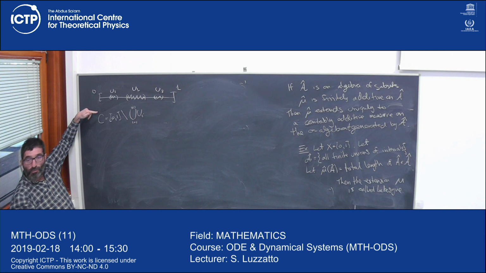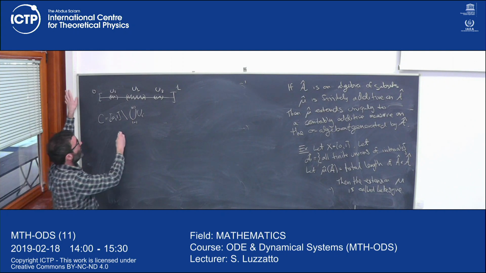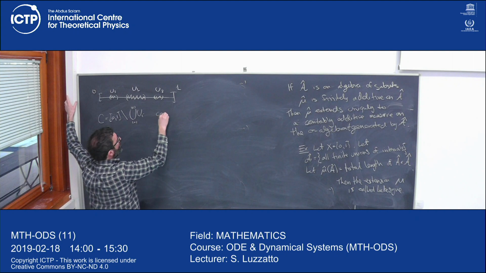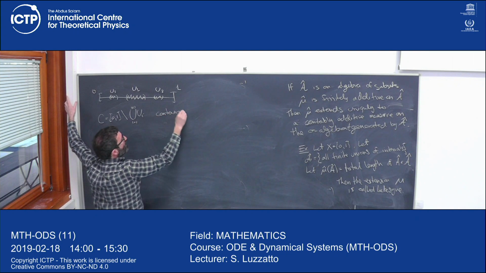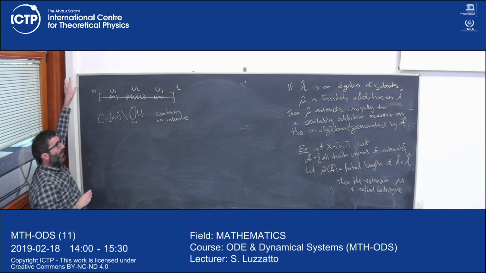Okay? And the topological structure of the Cantor set in this contains no intervals. It's the same as we did before, right? We did this example before. It contains no intervals, this contains no intervals. But what is the Lebesgue measure of this set?